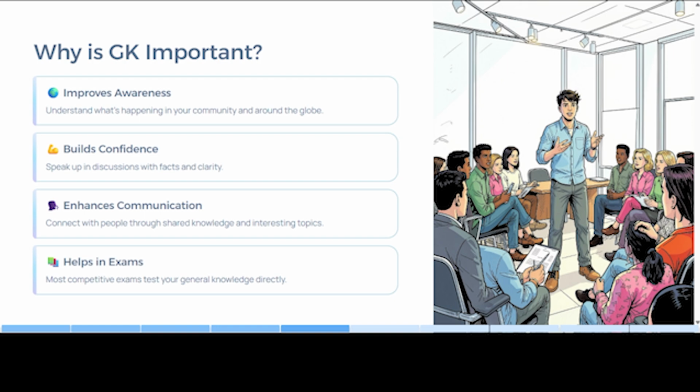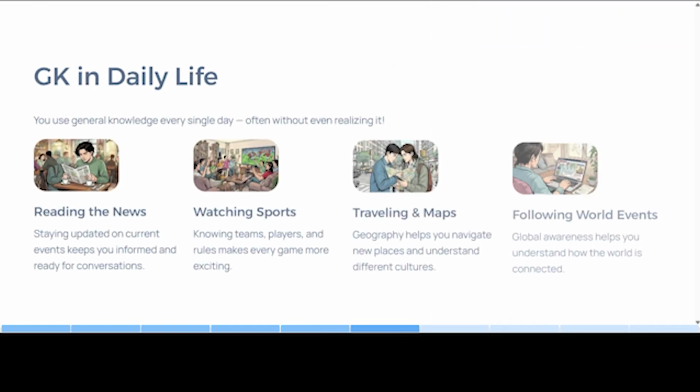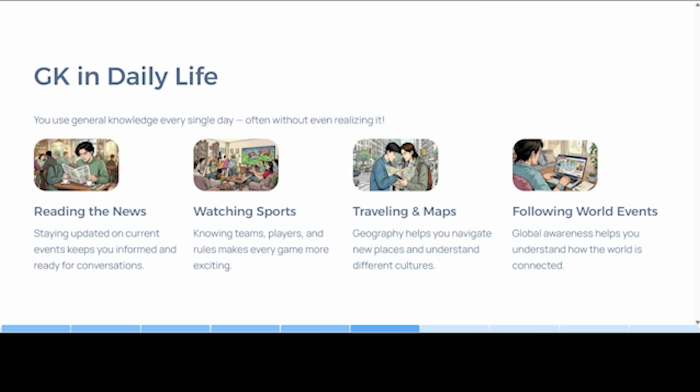Next we are going to see GK in daily life. Did you know that we use general knowledge every day? When we read a newspaper, or watch the news, we use GK, right? When you watch sports and understand the teams and the players, we use GK. When we travel, or use maps, that time also we use geography knowledge. When we follow international events, we understand how countries and people are connected. So GK is not only for exams, it's part of your daily life.